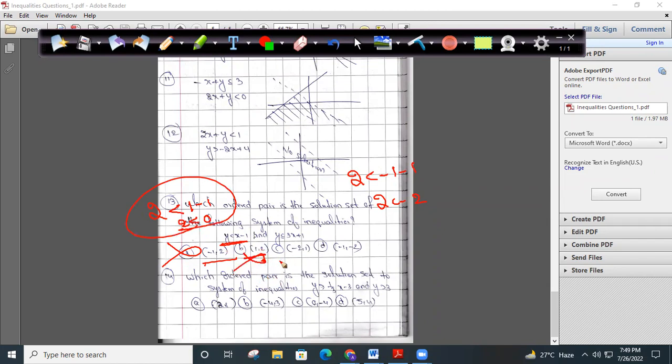Now take the third option. 1 is less than minus 3, which is another meaningless option. Then minus 1 comma minus 2. So minus 1 is less than minus 3. Yes. To be frank, none of the options are satisfying.